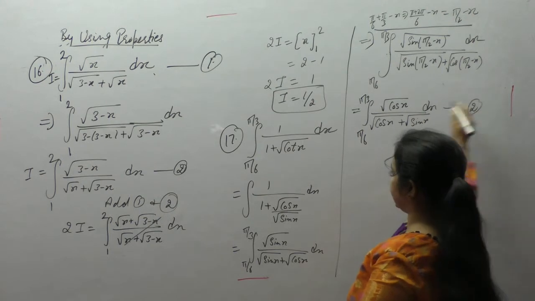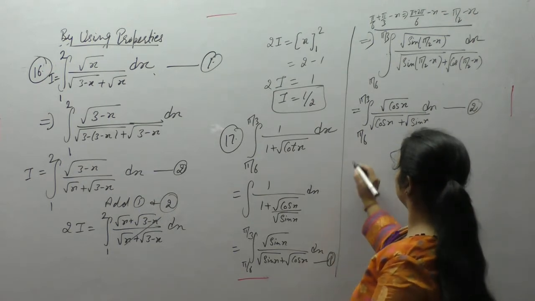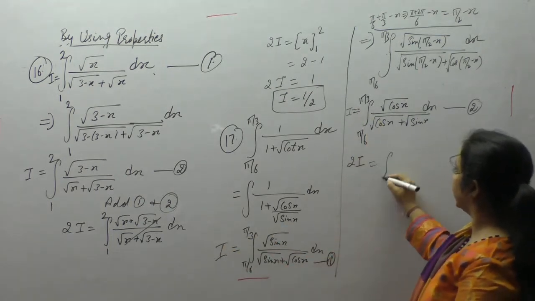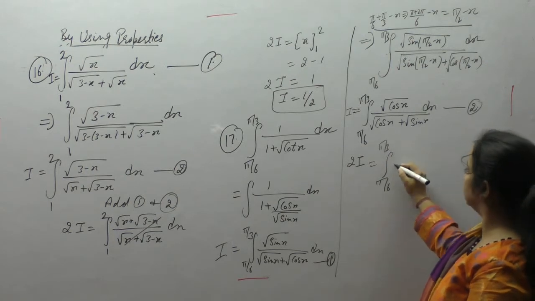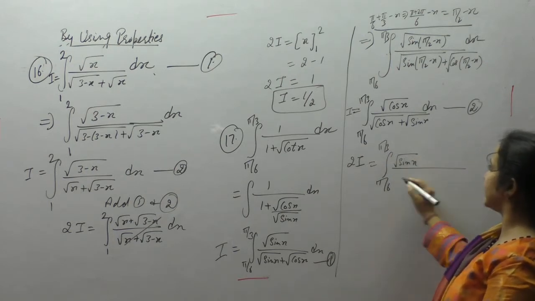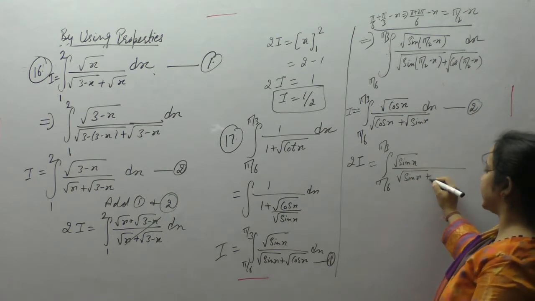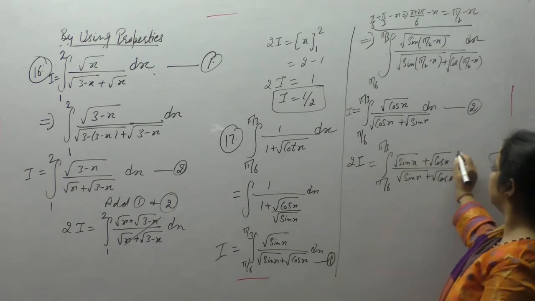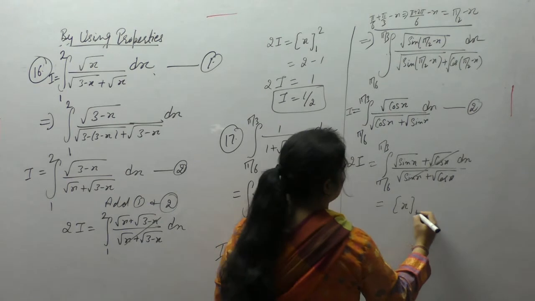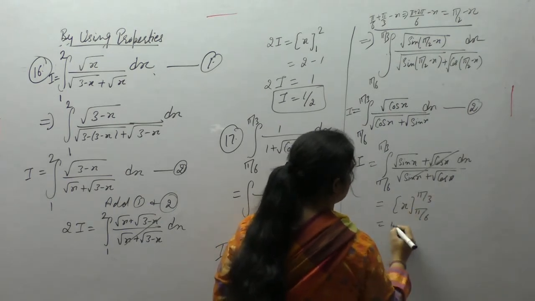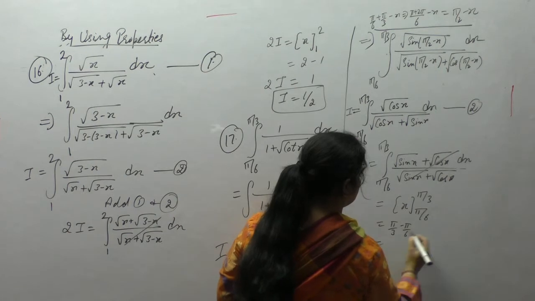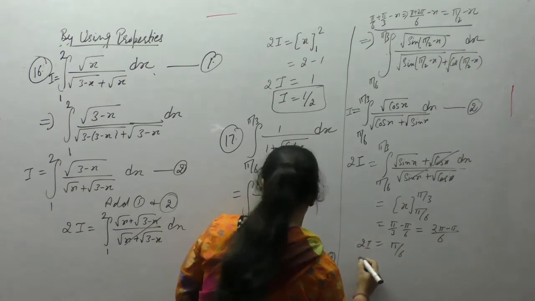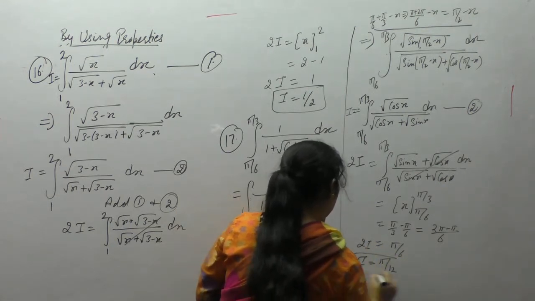Again add first and second equation. Pi by 6 to pi by 3. Square root of sin x and cos x, LCM is same, denominator is same. So after taking the LCM, just add the terms which are in numerator. Integral of 1 is x. So I is pi by 12.